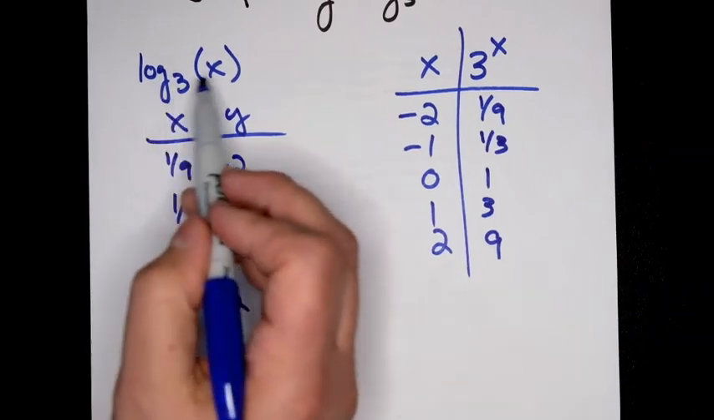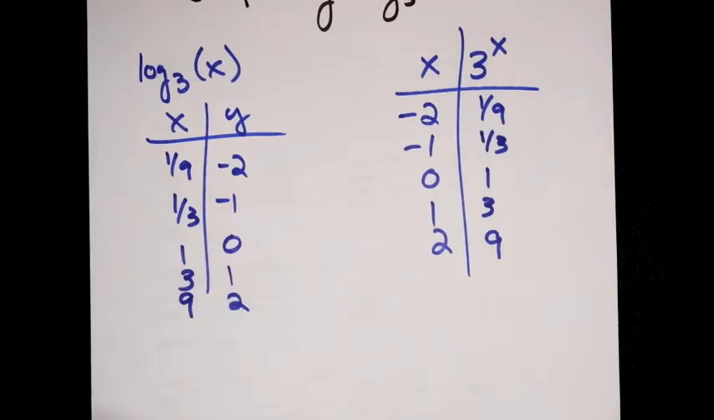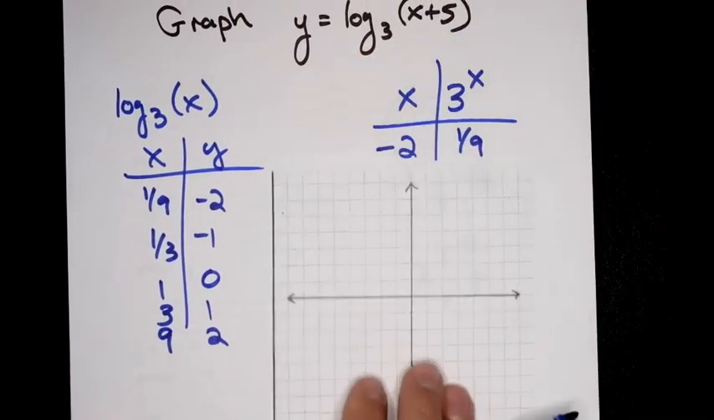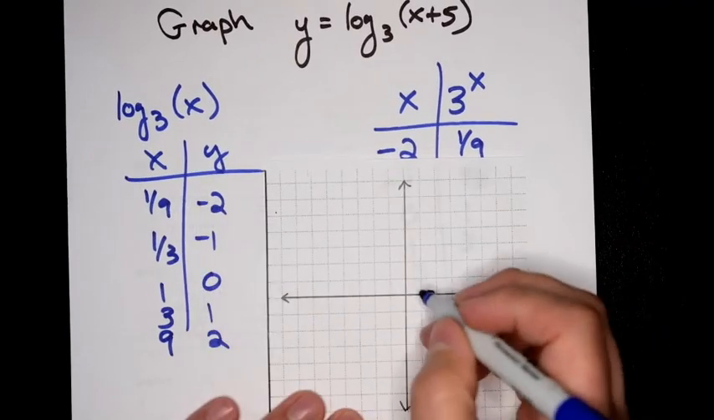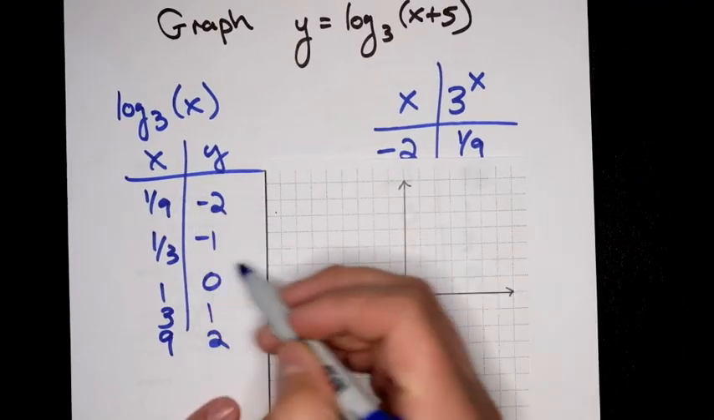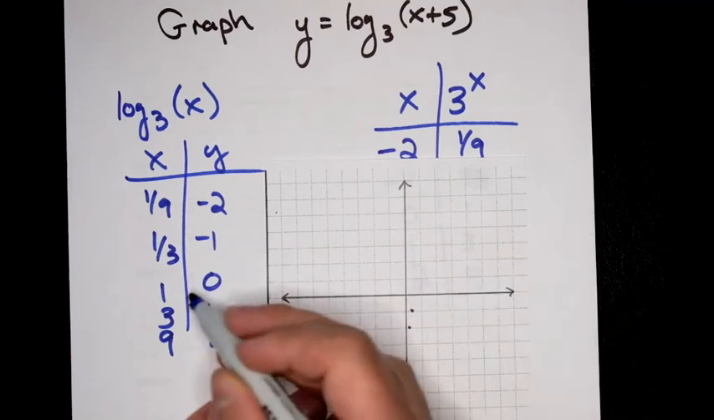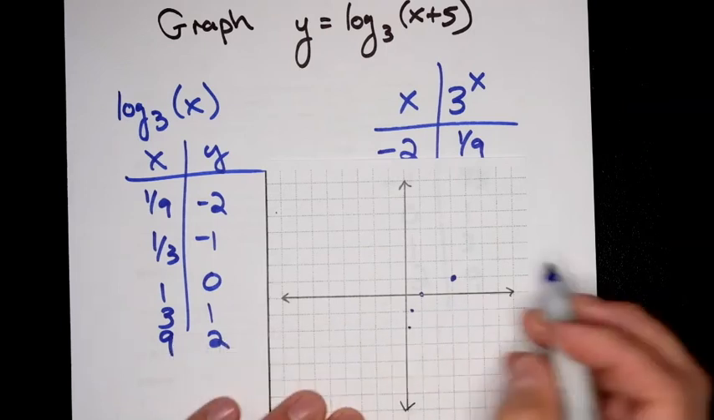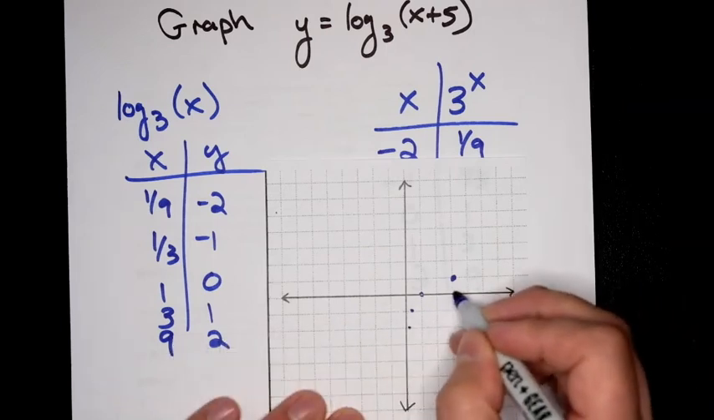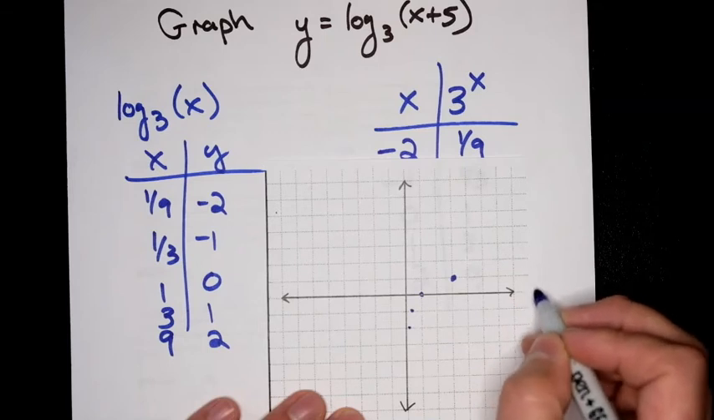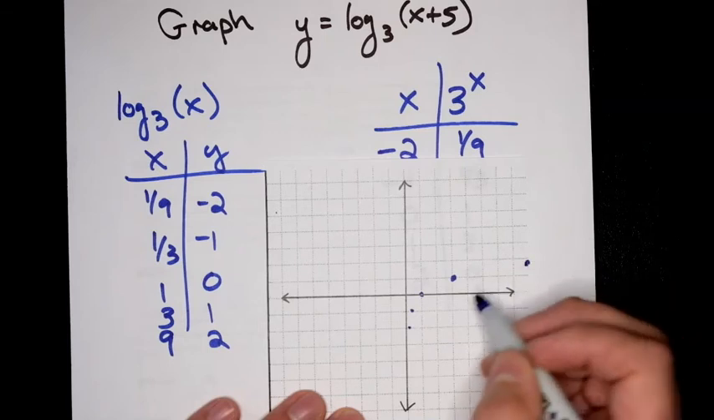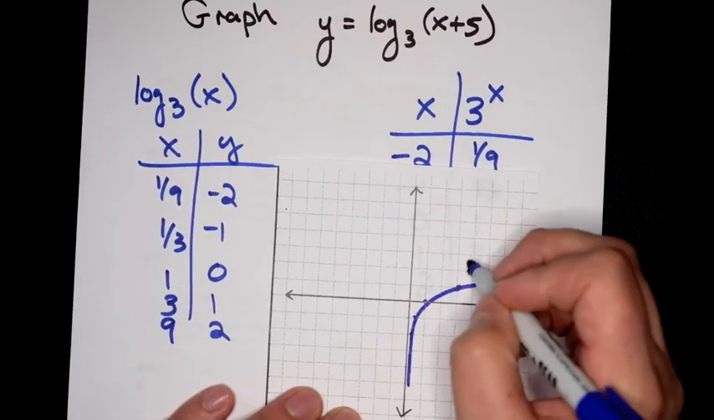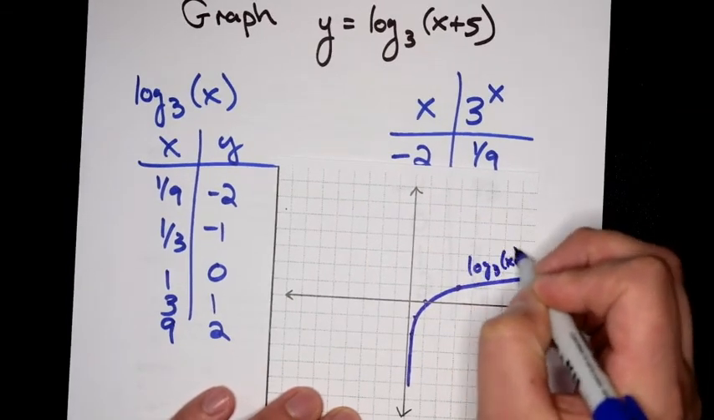Now, keep in mind I'm graphing log base 3 of x, which is different than log base 3 of (x plus 5). So at 1/9 I get -2. At 1/3 I'm at -1. At 1 I'm at 0. At 3 I'm at 1. And then at 9 I'm at 2. So 1, 2, 3, 4, 5, 6, 7, 8. I need to make these a little bit larger. So it's about right there as we go through. And so graphing this is just log base 3 of x.